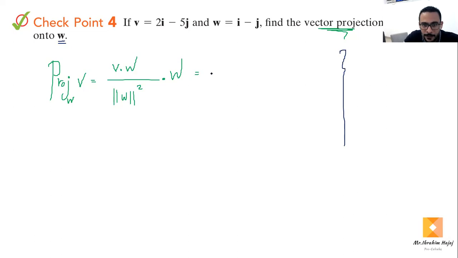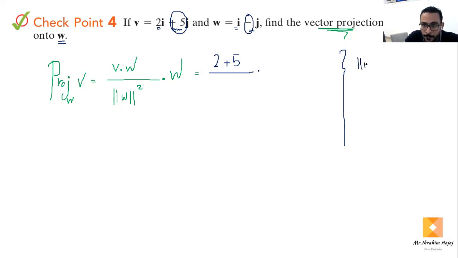You can multiply it quickly here. 2 multiplied by 1 is 2. Negative 5 times negative 1 is plus 5. So it's 7. And now the magnitude of W.